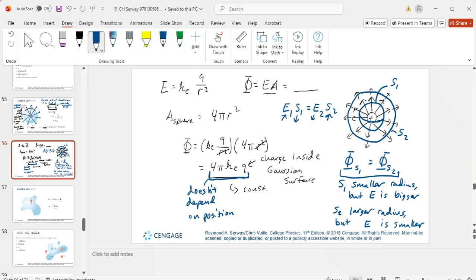So what we can do now is say that phi is equal to 4 pi k_e times q. Whoops, not g, but q.